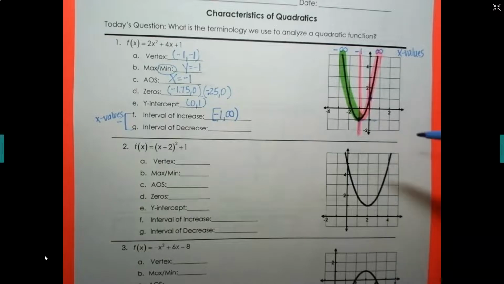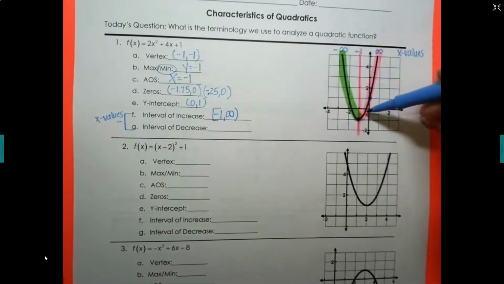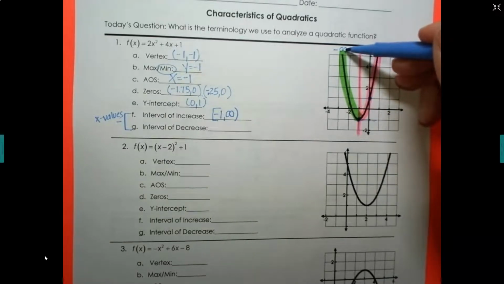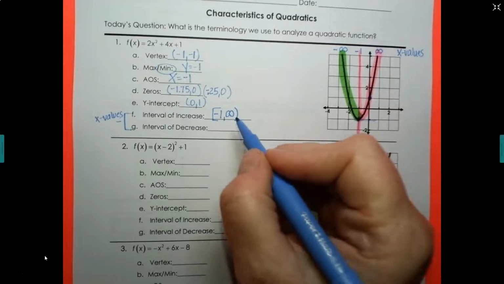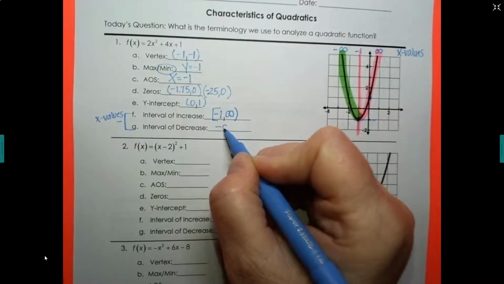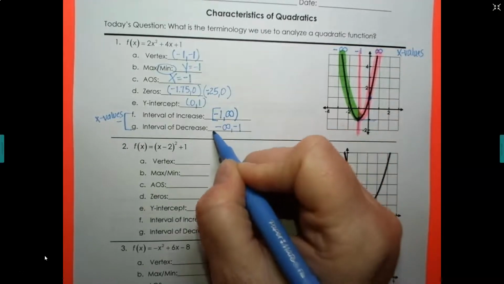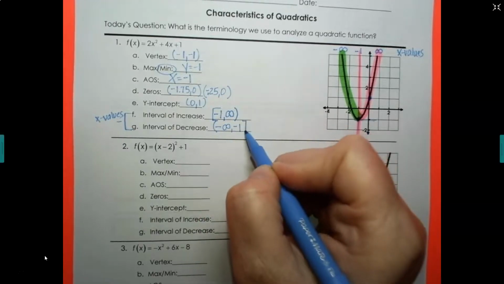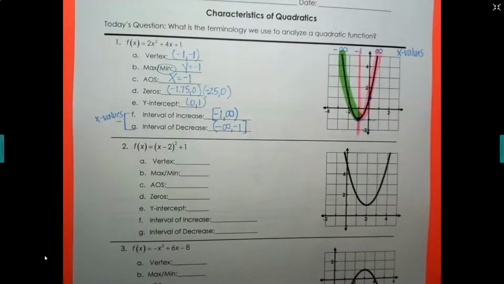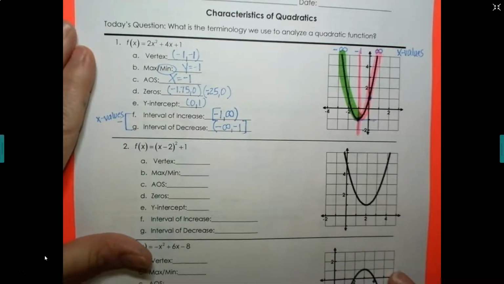Now let's look at our decrease. That's this green section here. It started decreasing somewhere way back in -infinity, and it stops when it hits the vertex, because that's when it's going to turn around, and that's at -1. So our interval there is -infinity to -1. We cannot be equal to -infinity, but the -1 we can include. All right, so that gives you one full one worked out.